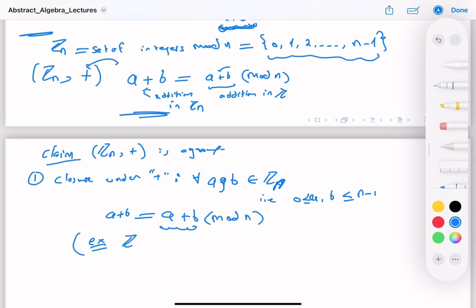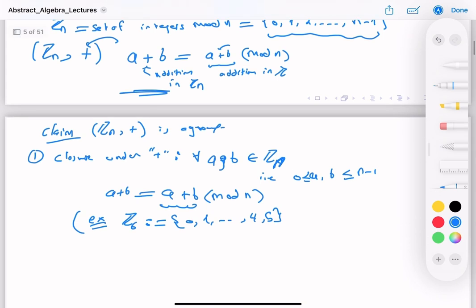For example, if you take Z sub 6, this is the set of all numbers modulo 6. So this is 0, 1, 2, up to 5, right? So for example, if you take 4 plus 5, the way we're defining addition modulo 6 is that this is the same as 4 plus 5 modulo 6, right? And 4 plus 5 modulo 6 is 9 modulo 6. But if you take away the multiples of 6 from 9, so 9 is 3 plus 6, if you take away this 6, you'll be left with 3 modulo 6.